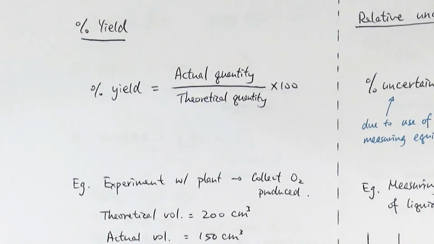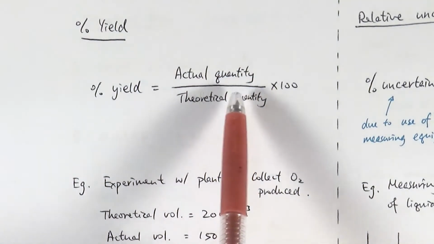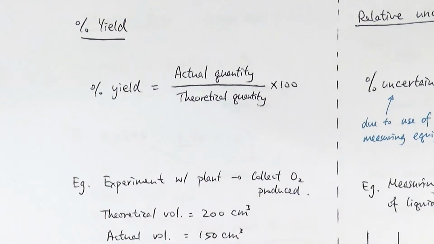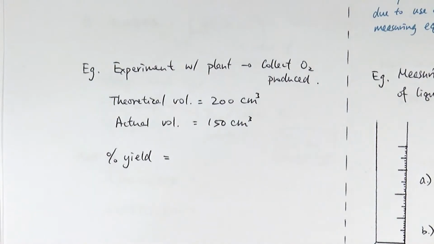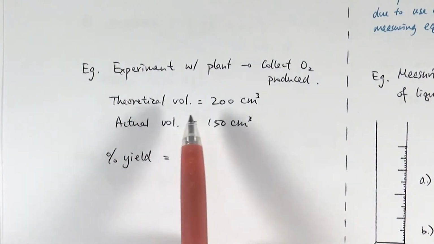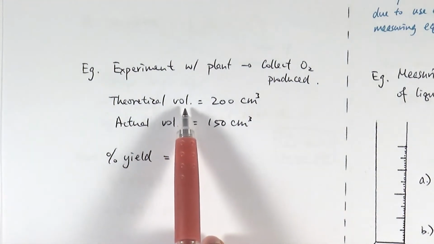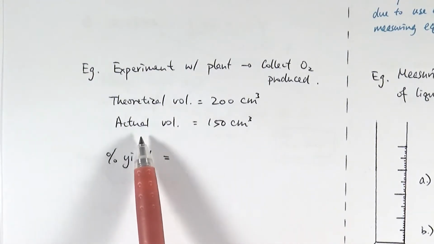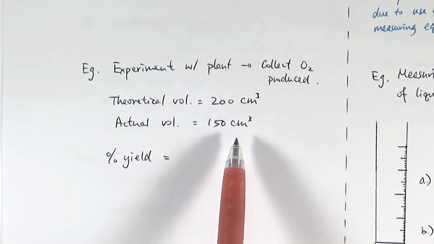However, in reality, experiments can have some slight errors in the measurements, or whatever reason, so the actual quantity that is gained is different from the theoretical quantity. Therefore, we need to calculate the percentage yield. Let's say we're doing an experiment with a plant, and we're collecting the volume of oxygen produced. The theoretical volume of oxygen that would be collected, let's just say, is 200 centimeters cubed. However, the actual volume would be 150 centimeters cubed.